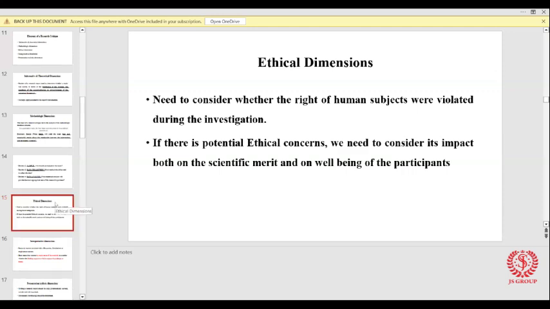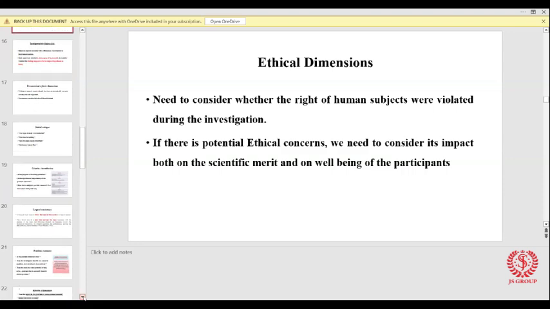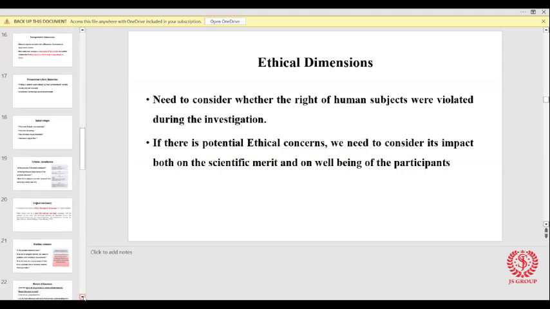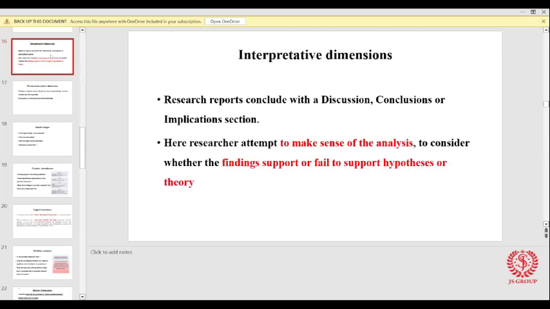In the ethical dimension, the research critic should see whether the rights of the human subjects were violated during the investigation, whether the researcher got informed consent from the participants or not, and whether any of the ethical principles are violated during the process of the research or not. The research critic will also see the risk-benefit ratio. If risk is more, they have to withdraw the study. If benefit is more, they can continue the study.